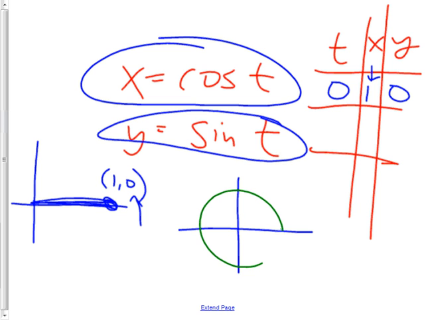So it's important for you to understand, if you just drew this circle, you would not get full credit on your test. Your circle has direction. And so you would have to label this, and then you'd have to give it a direction like that.